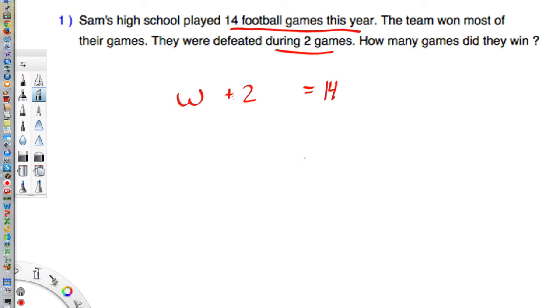Okay, so we know the wins plus losses equal total games played. We don't know how many wins yet. They had 2 losses. Here's our equation: wins plus 2 is equal to 14. I need to subtract 2 from both sides. That cancels each other out. I bring down my W. The football team won 14 minus 2, which is 12 games.